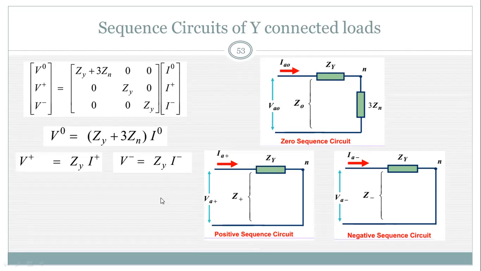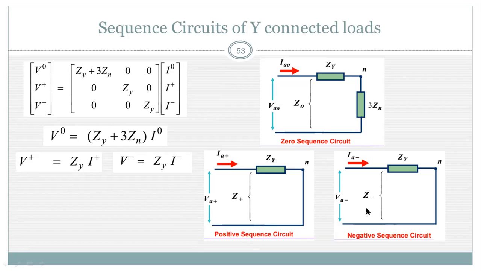So from these equations, we can draw the sequence networks. The positive sequence network of a Y connected load should look like this. Here, the positive sequence terminal voltage, that is VA plus or V plus, is equal to the positive sequence current into the positive sequence impedance. I plus is the positive sequence current, and ZY is the positive sequence impedance here. So this is the positive sequence network, because there is a single drop for the positive sequence voltage.